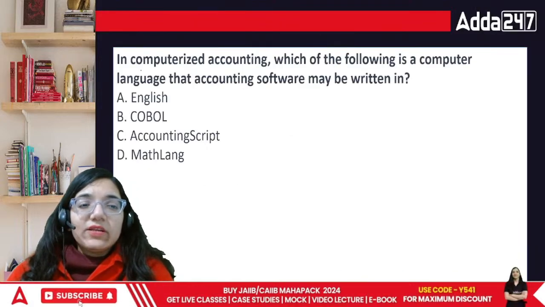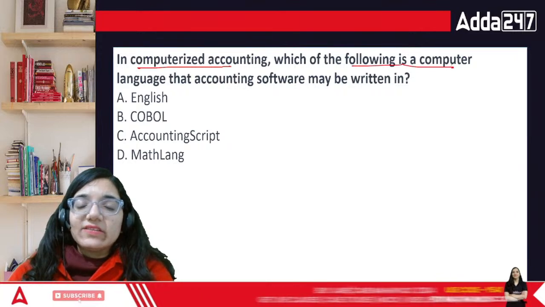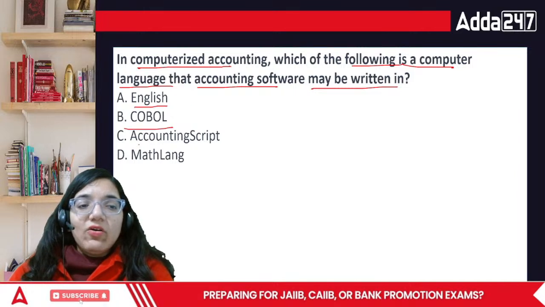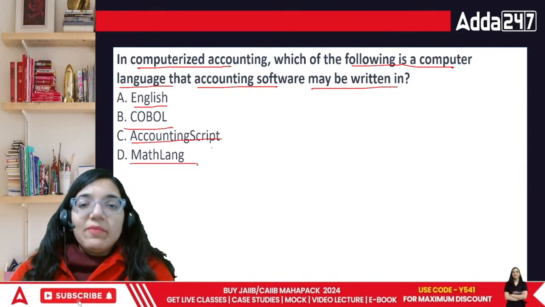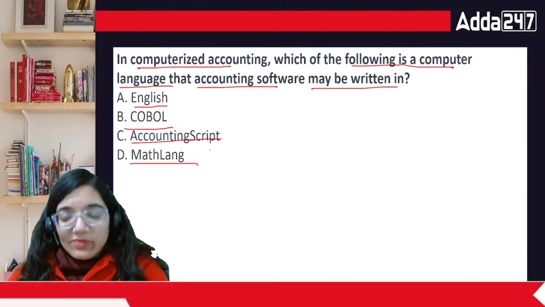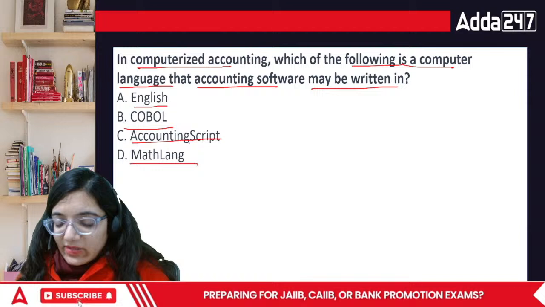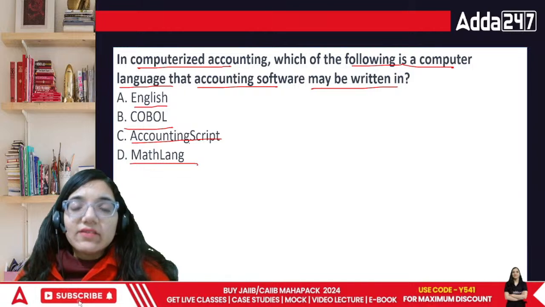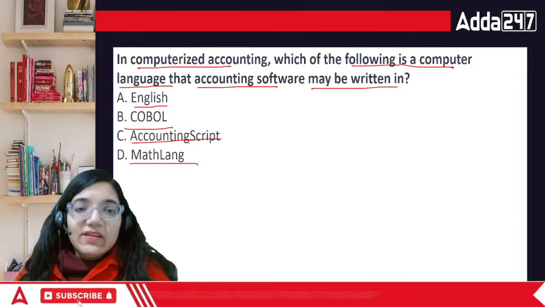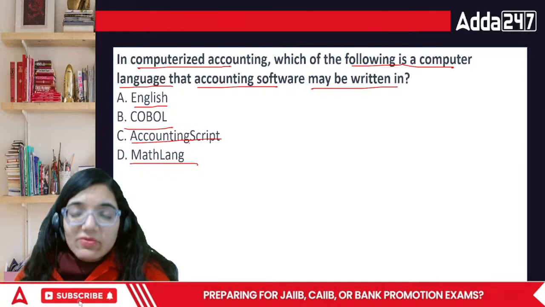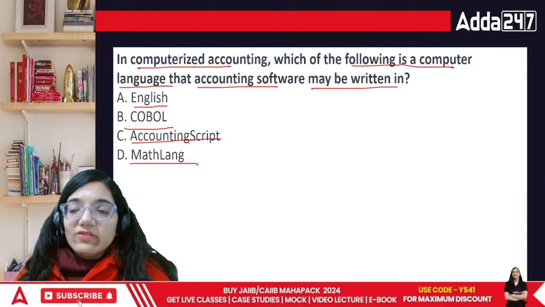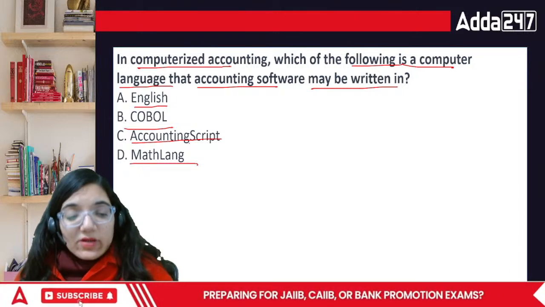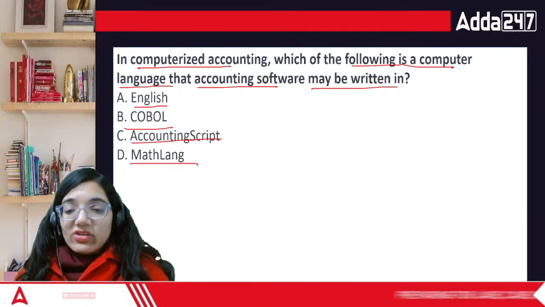Now, if we talk about computerized accounting, which of the following is a computer language that accounting software may be written in? English, COBOL, accounting script, or MATLAB? Among the following, which is a computer language? In terms of accounting, not only accounting, there are many different types of computer languages through which the computers understand our commands. Once they understand our commands, they work in a better way. Of course, their working definitely becomes way better, because whatever we are telling them, they can run through the instructions, they can process the data, they can work upon the things in a proper manner, isn't it? So that's what we define under it.